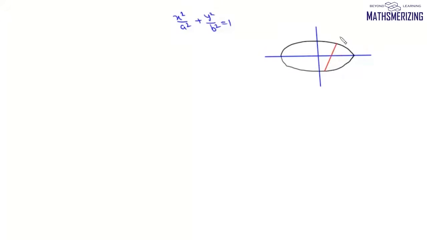which joins 2 points on this ellipse, P and Q, and suppose coordinates of P are a cos alpha, b sin alpha, and suppose Q is a cos beta and b sin beta. Now the first thing that we'll find is slope of this chord.